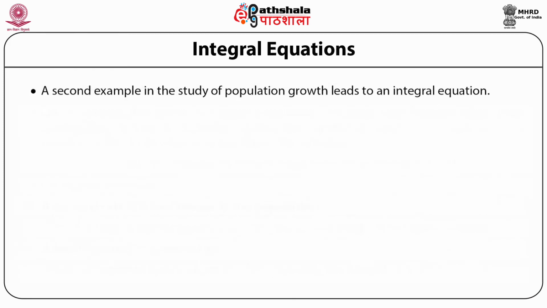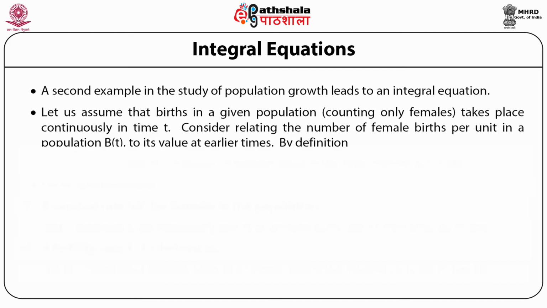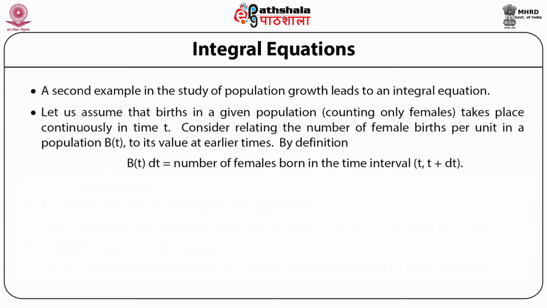A second example which involves setting up of the integral equation and solving it occurs in the study of population growth. Let us assume that the births in a given population, and let us only confine ourselves to the female population, take place continuously in time t. Now we consider the number of female births per unit time in a population, b of t. So b is a function of time t, and at a given time t, b is the population of the female members of the group.